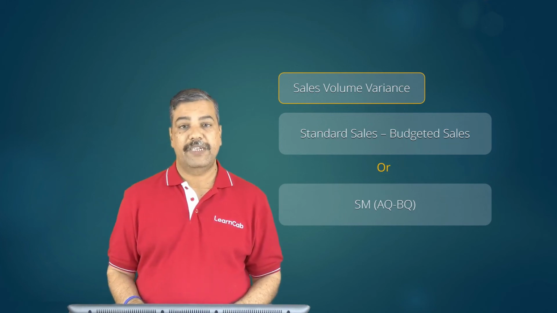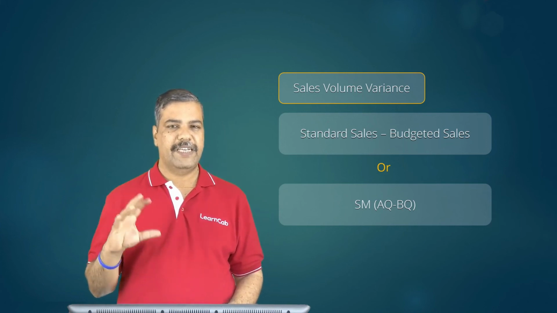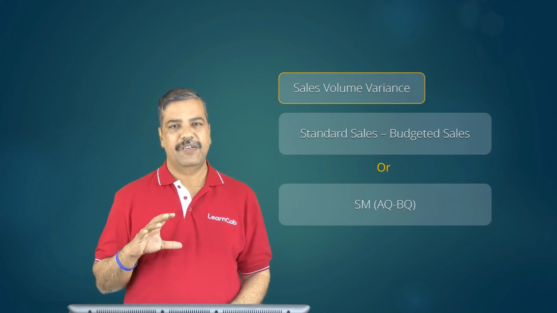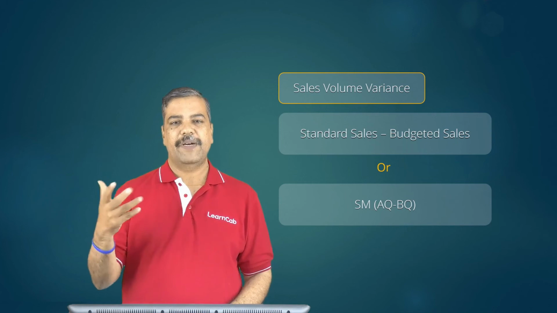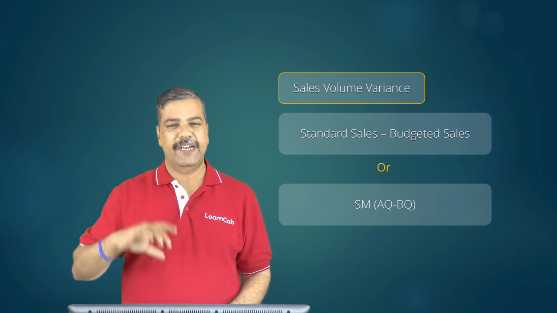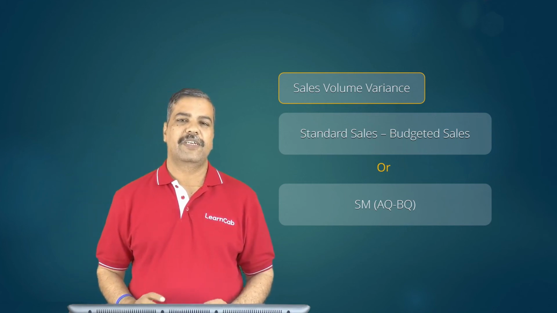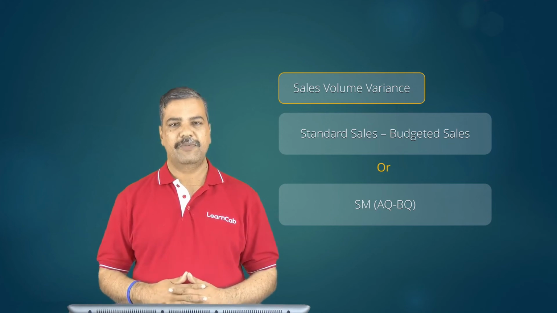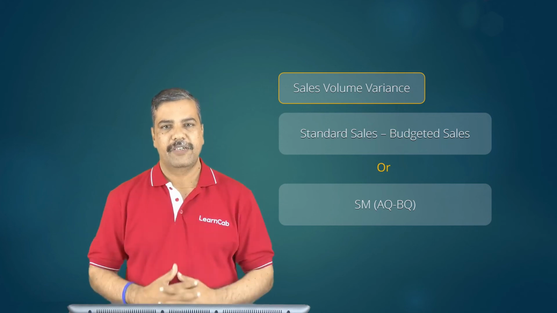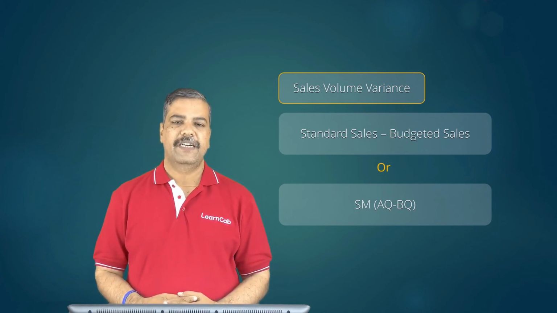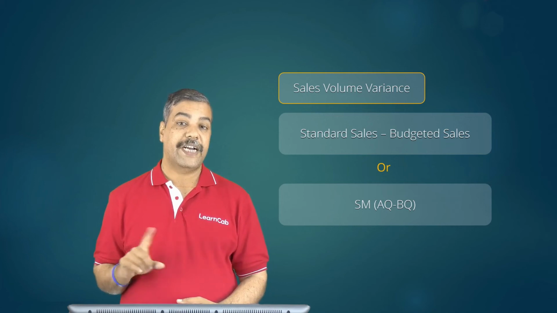So volume means quantity. Try to link it like that: rate means rupees, volume means quantity, capacity means hours. Link the subject like this. Here we are talking about volumes, which means quantity. So what is the difference? It is the difference between actual quantity minus budgeted quantity. Be careful: it is budgeted quantity, not standard quantity.